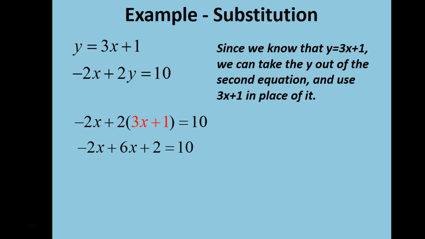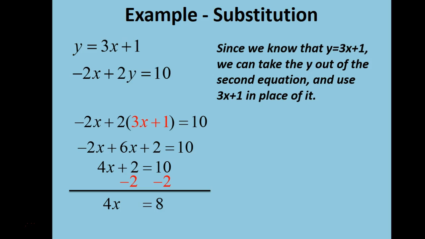So we can do the distributive property and get 6x plus 2 there. And then we can combine like terms. Negative 2x and 6x go together and make 4x plus 2 equals 10. And we finish this out. We subtract 2 from both sides. We have 4x equals 8. And then we divide by 4 and find x is equal to 2.